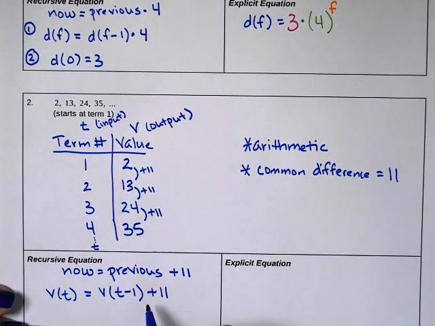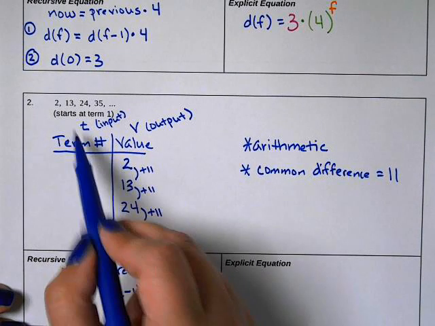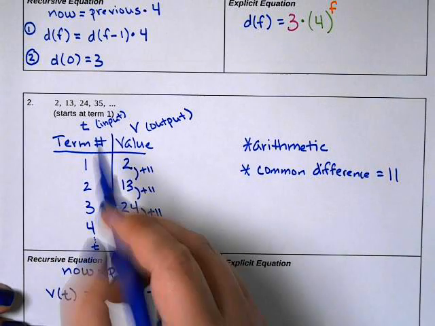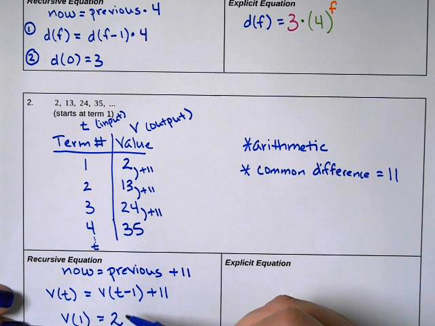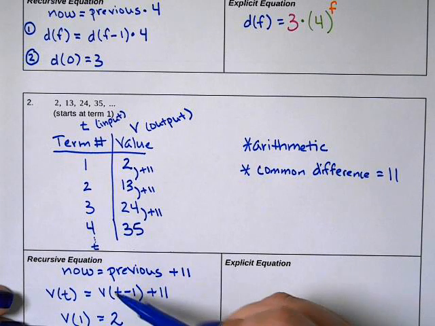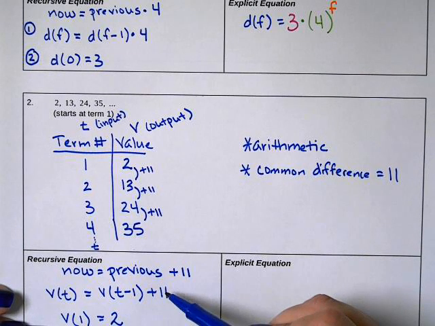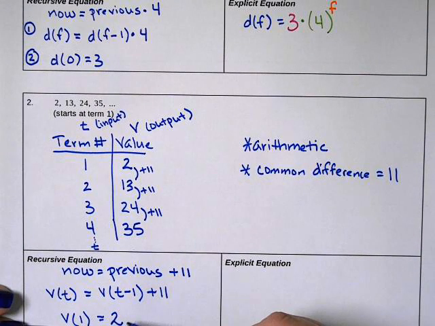But I have to remember, my recursive equation always has 2 parts. It has the pattern, and it also needs to tell me the starting value. So if I look back up at my information up here, I know that I started with my first term, and my first term was 2. So there's the 2 parts of my recursive equation. It's the previous plus 11, and then it's the starting at 2.